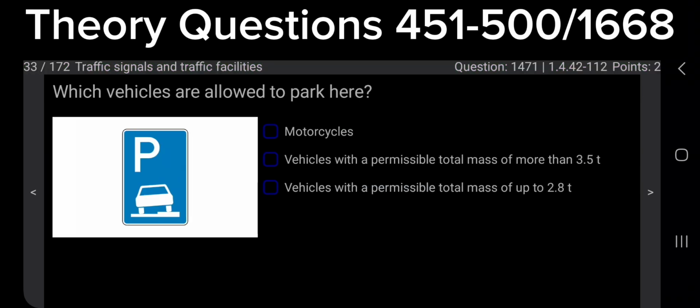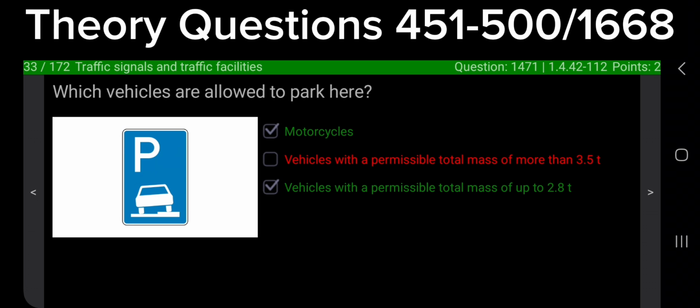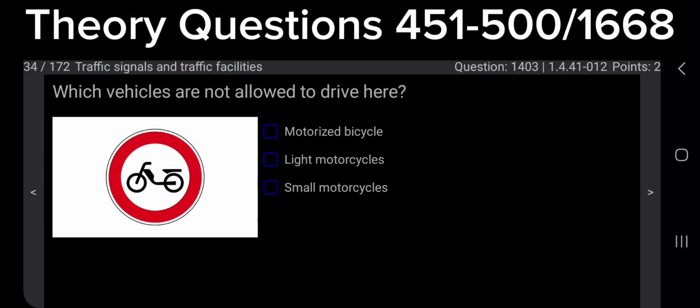Which vehicles are allowed to park here? Motorcycles. Vehicles with a permissible total mass of more than 3.5 t. Vehicles with a permissible total mass of up to 2.8 t. Which vehicles are not allowed to drive here? Motorized bicycle. Light motorcycles. Small motorcycles.